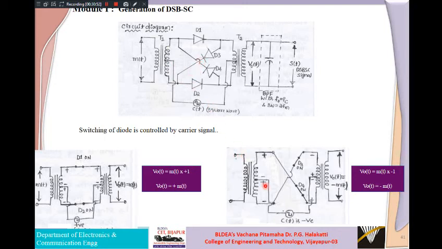During the negative peak, how can we understand this? Here you can see the polarity is going to change. Which of the polarities are going to change? You can see at the primary of T2 the things are going to change because of the negative peak of the carrier. So this side it will become negative.